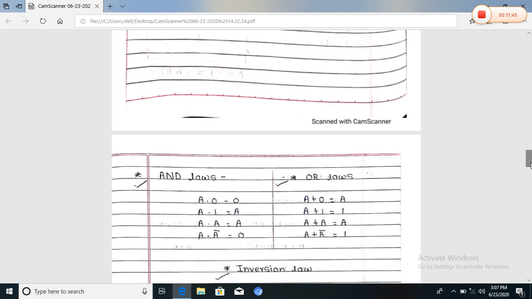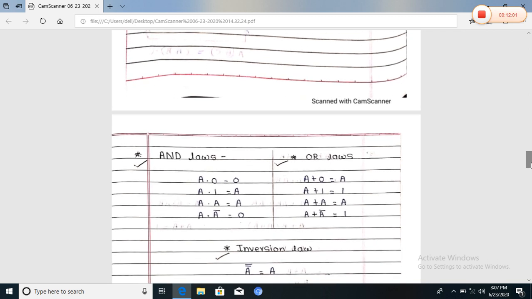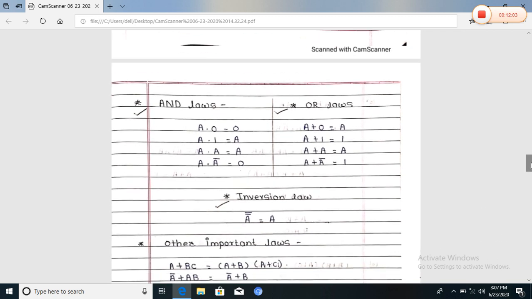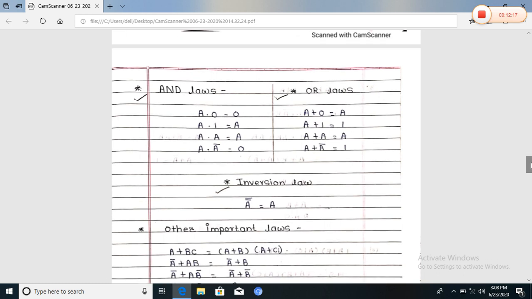Next law, AND laws. A into 0 is represented as 0. A into 1 is represented as A. A into A bar is equal to 0. Next, OR laws. A plus 0 is equal to A. A plus 1 is equal to 1. A plus A is equal to A. A plus A bar is represented as 1.